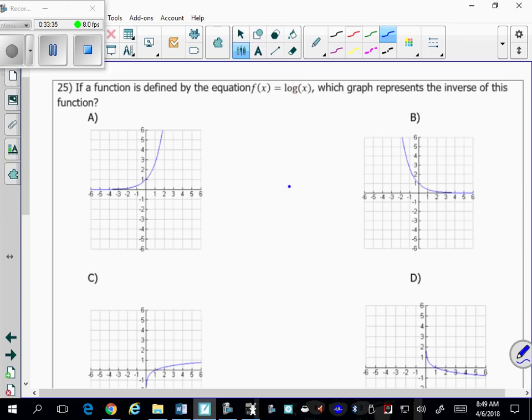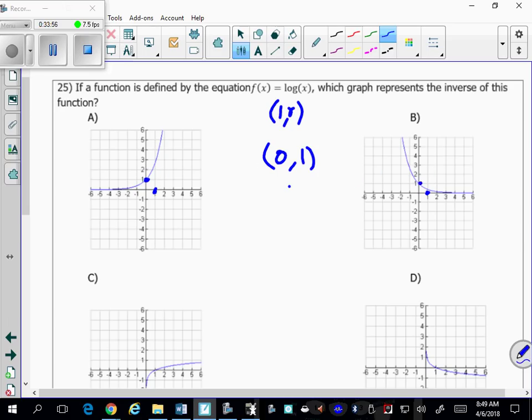And if you found the inverse of that, you would switch the x and y. Always just switch x and y. So that's the inverse, so (0, 1). So the inverse has to go through (0, 1). A goes through (0, 1), B goes through (0, 1), C does not, so that's not right. And D gets close, but it doesn't actually go through, so that's not right. So it's either A or B.